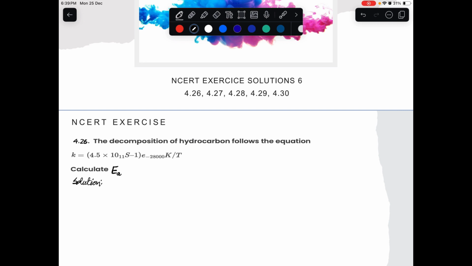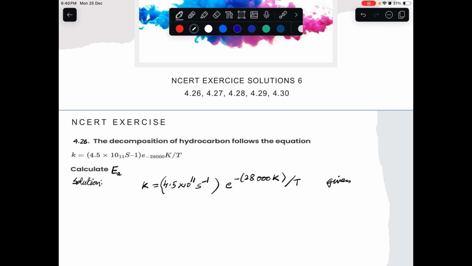So what is given to us is rate constant is equal to 4.5 into 10 raised to the power 11 per second. This is the value of pre-exponential factor for the Arrhenius equation, and then we have minus 28,000 K, that is Kelvin, divided by T, that is temperature. Okay, this is the equation given to us.